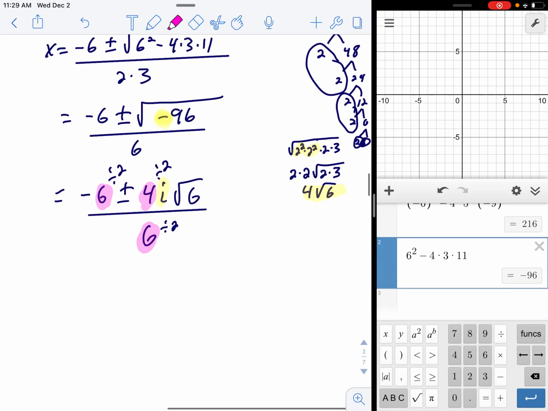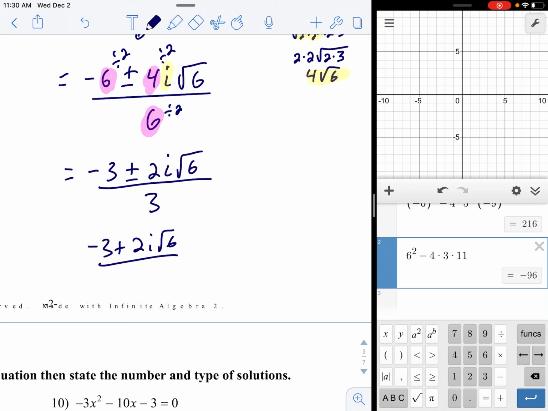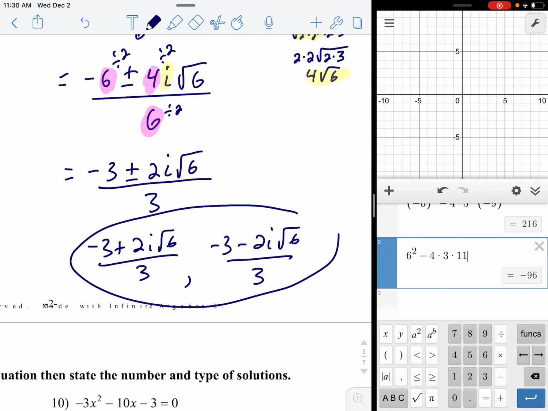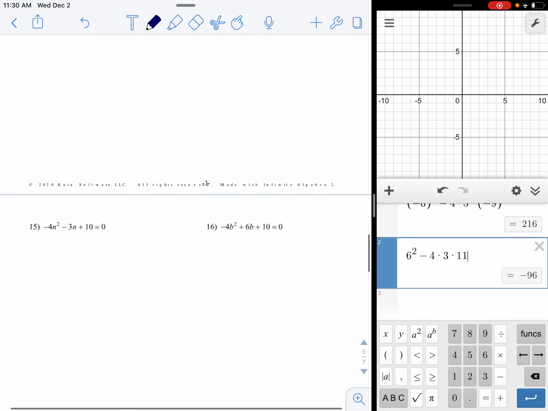You can only reduce non-radicals with other non-radicals. So you don't reduce the radical number. So this works out to be what? Negative 3 plus or minus 4 divided by 2 is 2i radical 6. All over 6 divided by 2, which is 3. So that's negative 3 plus 2i radical 6 over 3, and negative 3 minus 2i radical 6 over 3. Those had better be the 2 final answers.